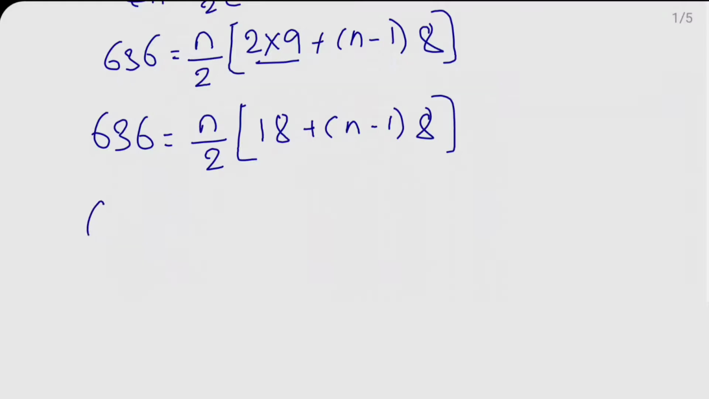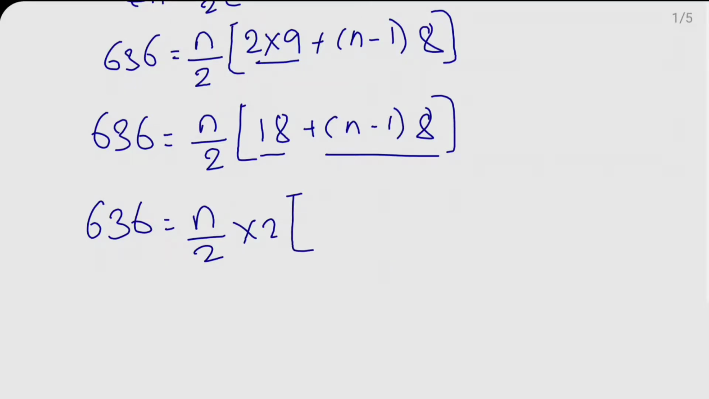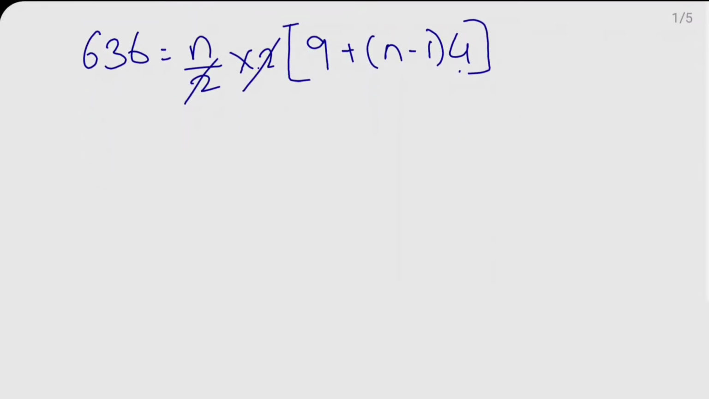So now here 636 as it is, and n by 2 also as it is. Now in these two terms we can take 2 as common. So here 2 comes outside. So remaining is 9 plus n minus 1 into 4. 2 into 9 is 18, and 2 into 4 is 8. Is it clear? So now these two get cancelled. So write down the remaining terms here.